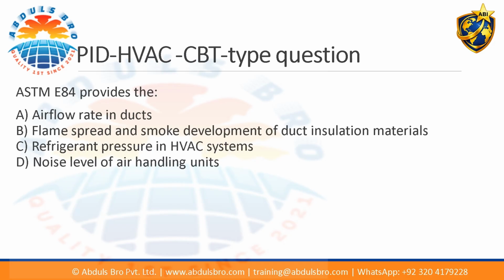PID HVAC CBT type, next question. ASTM E84 provides option A airflow rate in duct, option B flame spread and smoke development of duct insulation materials, option C refrigerant pressure in HVAC systems, option D noise level of air handling units. You have to select one correct answer in CBT exam. Let's see the correct answer. And the correct answer is B.